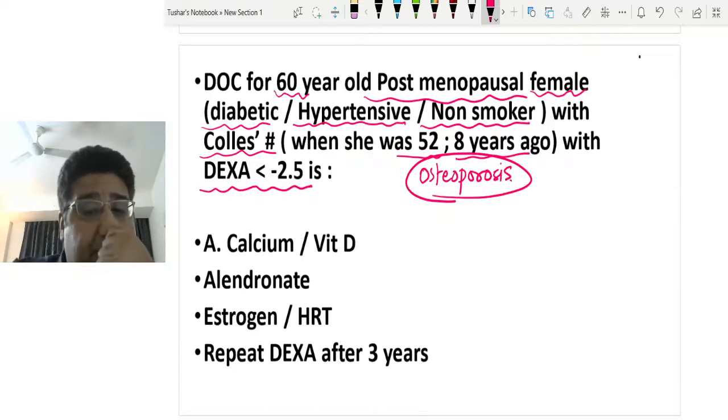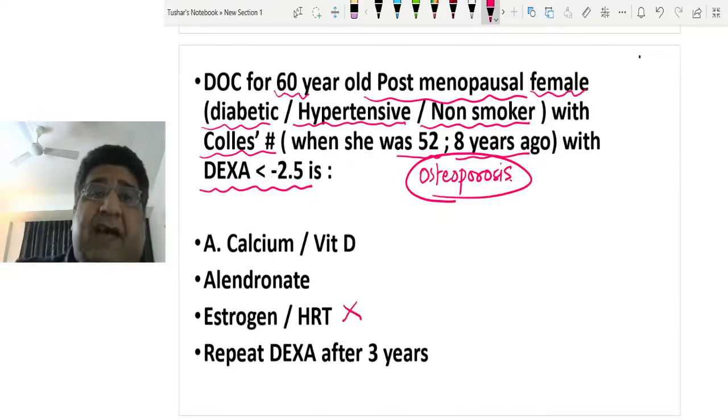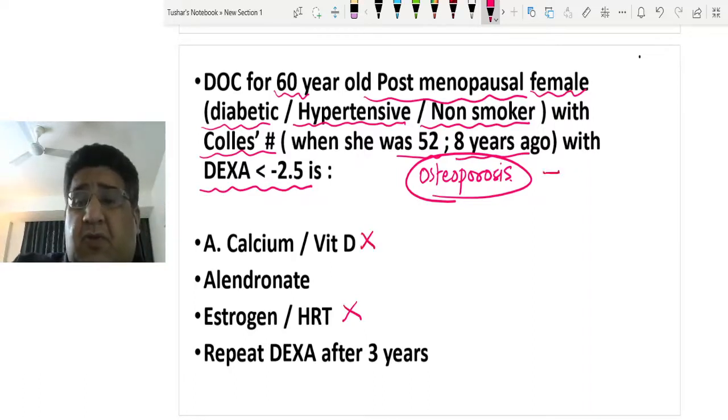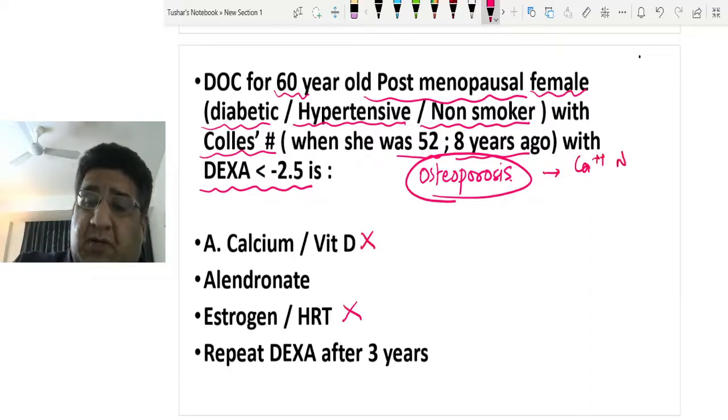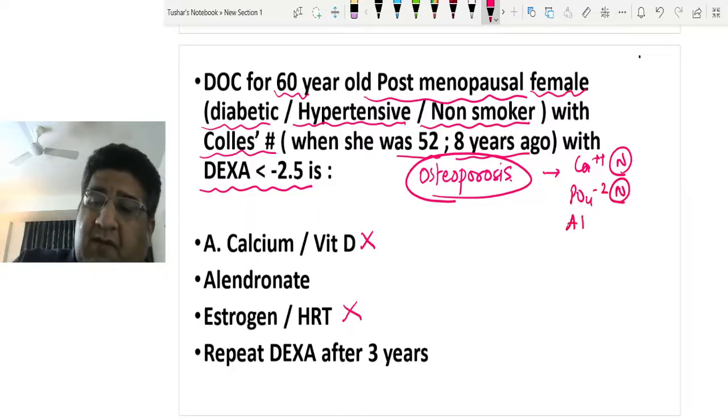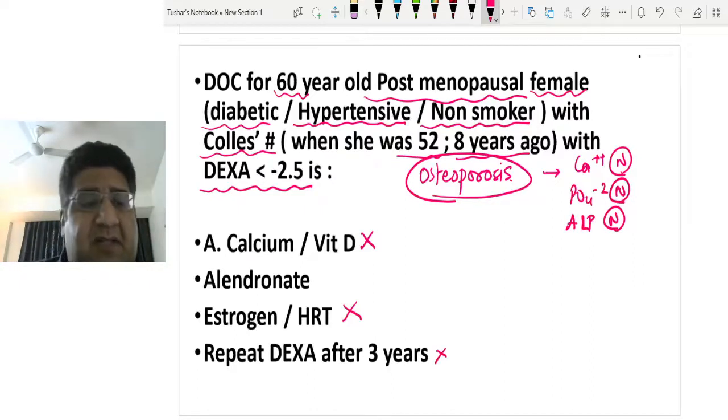Now in osteoporosis, HRT has no direct role as far as the drug of choice is concerned. Calcium, vitamin D in osteoporosis, I'm sure you are all aware that calcium is normal, phosphate levels are normal, ALP levels are normal, so there is no question about it. Now, repeat DEXA after 3 years? First let us start some treatment.